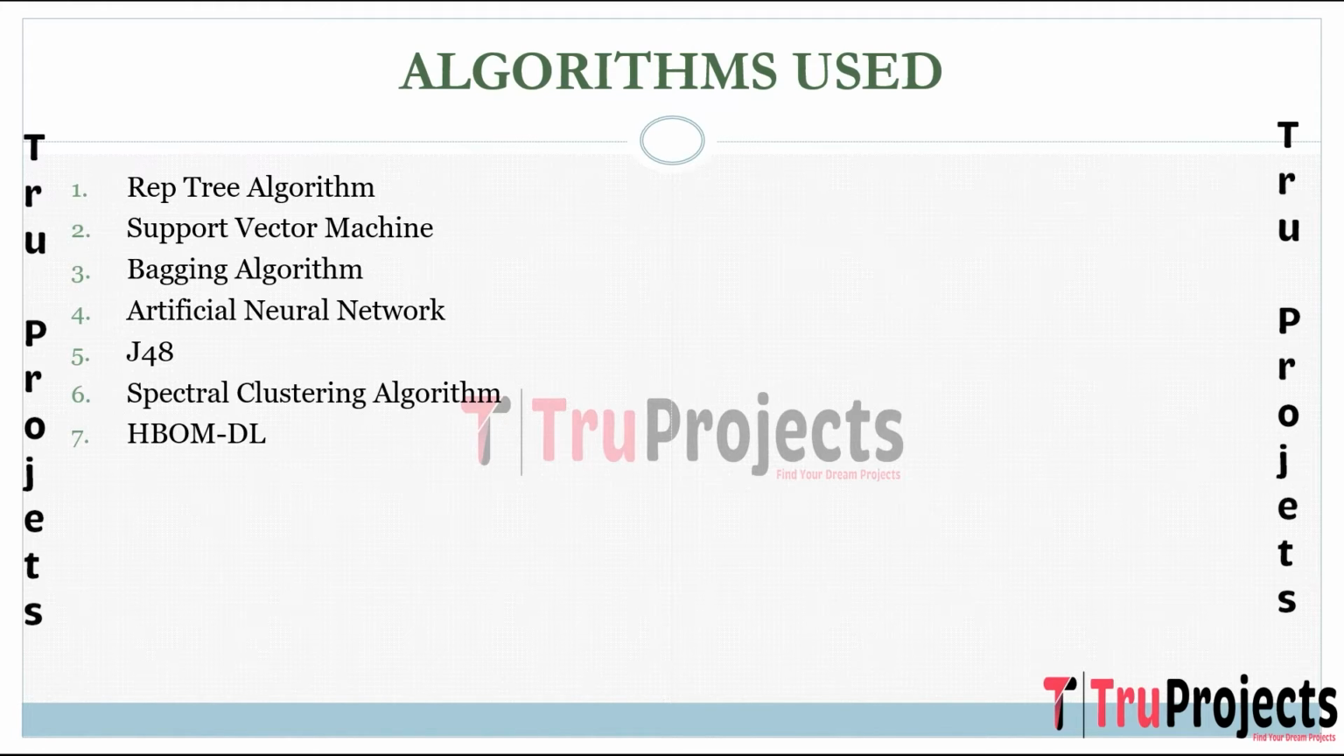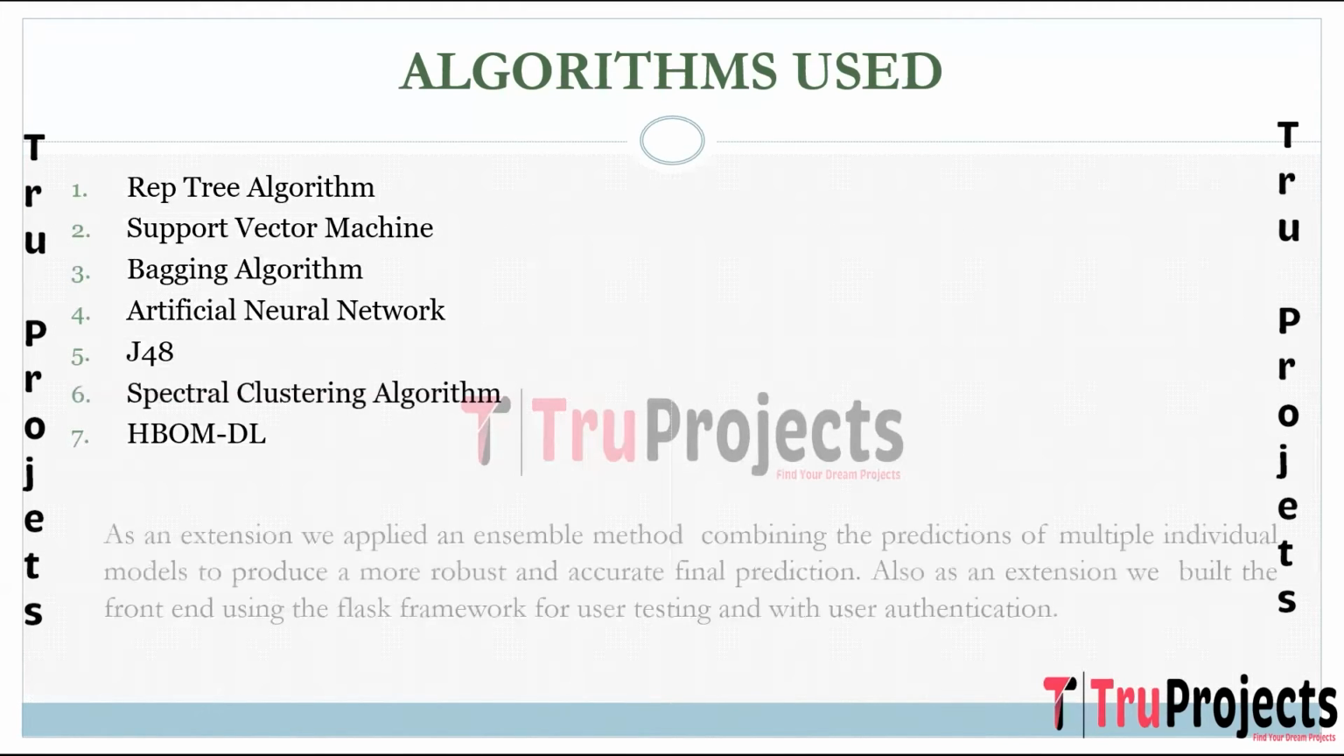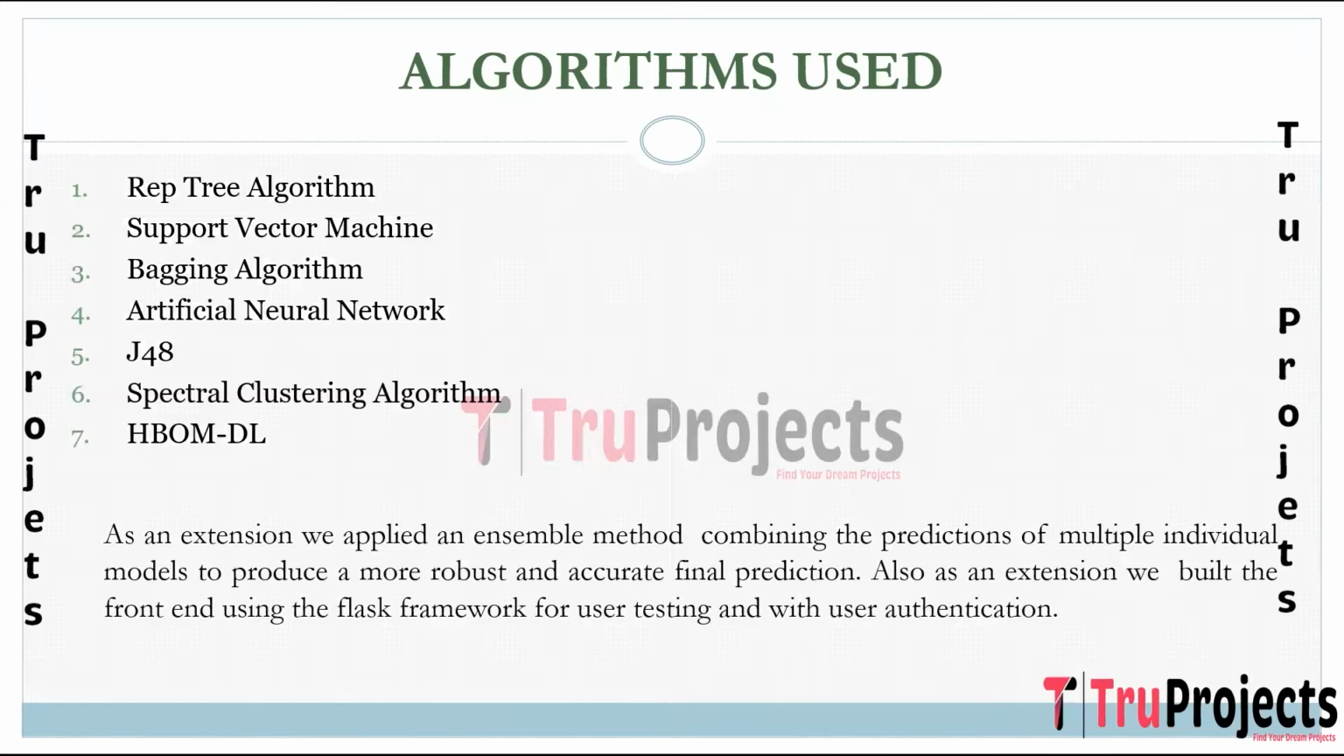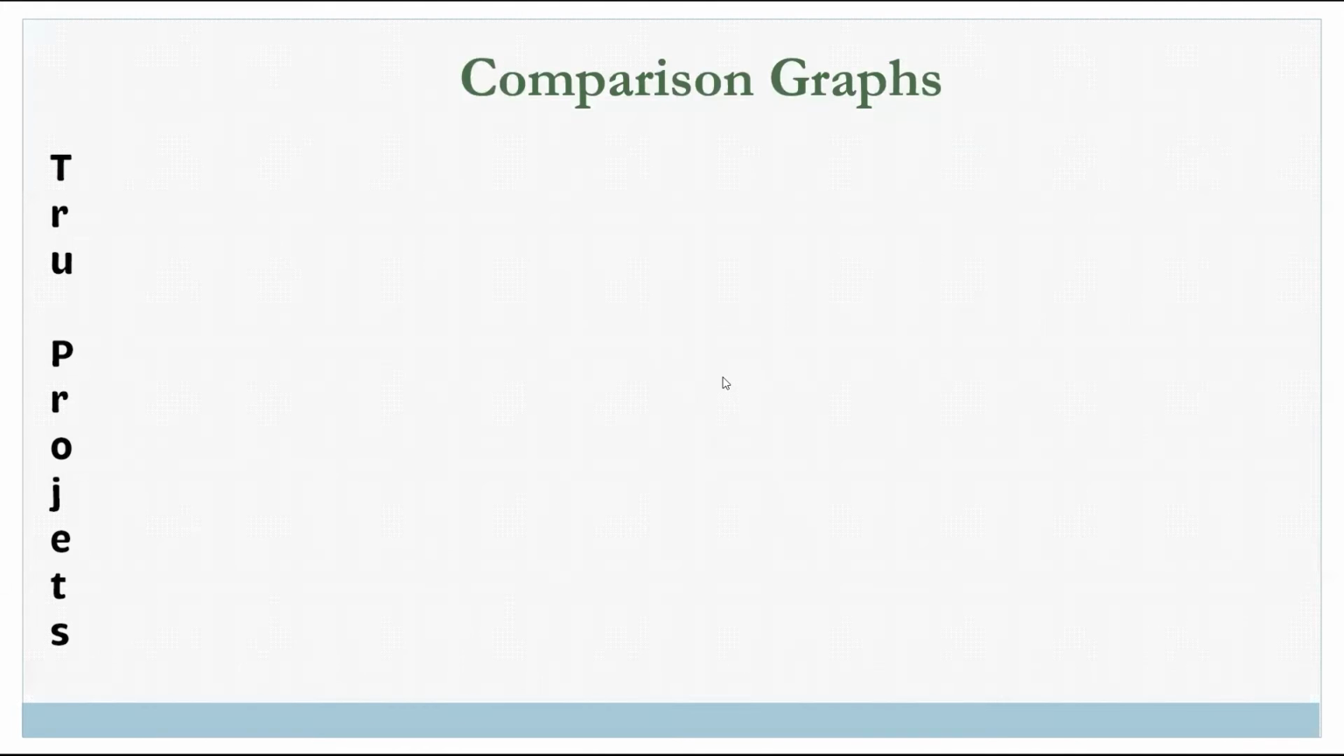As an extension, we applied an ensemble method that combines the predictions of multiple individual models to produce a more robust and accurate final prediction. Also, as an extension, we built the front end using the Flask framework for user testing with user authentication. We have evaluated this project using different evaluation metrics, which are accuracy, precision, recall, and F1 score.